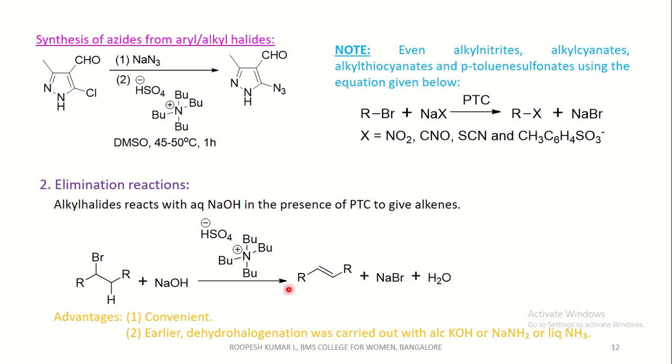to form the corresponding alkene. An advantage of this reaction is that it is convenient. Earlier, this dehydrohalogenation step was carried out with alcoholic KOH or soda amide or liquid ammonia. Here, just using a simple PTC, you can convert the alkyl halides to the corresponding alkenes, which is a dehydrohalogenation reaction.